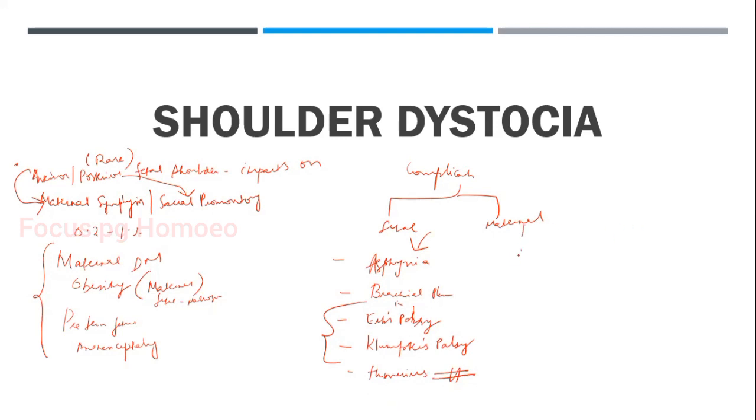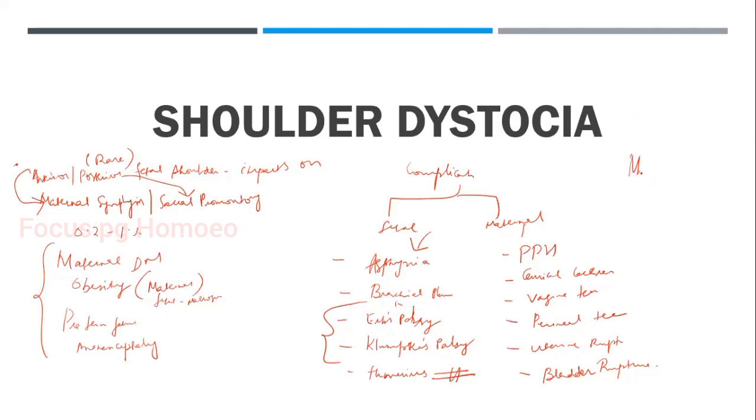And maternal complications are PPH, postpartum hemorrhage, cervical laceration, vaginal tear, perineal tear, and uterine rupture can occur. Bladder rupture also can occur, because there is continuous pressure of the shoulder and the fetus, as it is not able to deliver after the head has come out. So this is shoulder dystocia, and there are a few maneuvers used to deliver the shoulder.